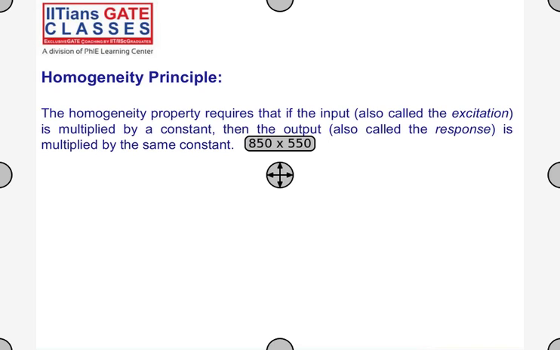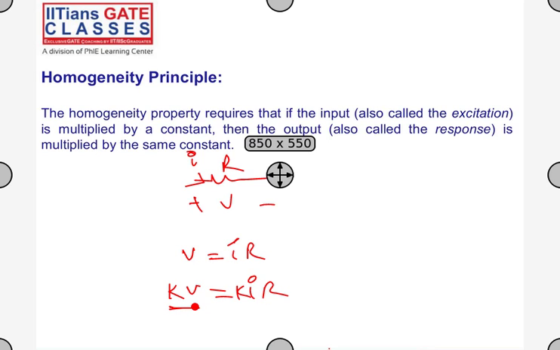This applies for resistance. So this is resistance and this is my voltage across it and current through it. If the voltage applied is V, the current is I. V is equal to IR is Ohm's law. So if I multiply the voltage by K times, KV is equal to K times IR. So if I multiply the excitation or the input by K, the output is also multiplied by K. That is nothing but your homogeneity principle. So a linear circuit will always obey the homogeneity principle. Remember this.